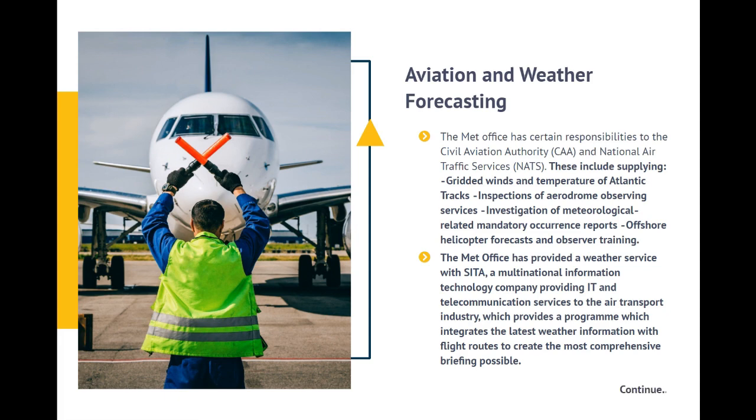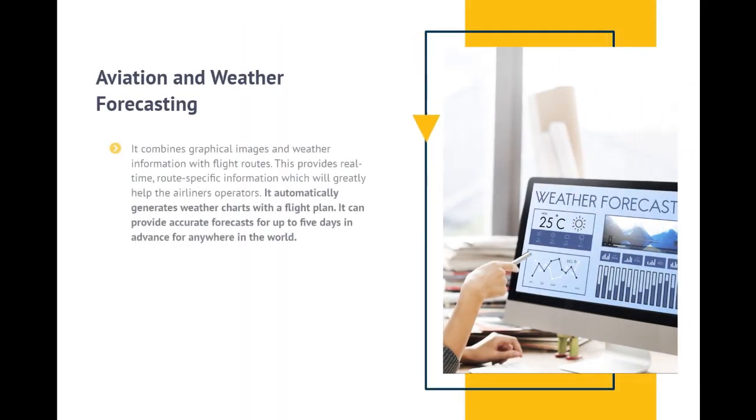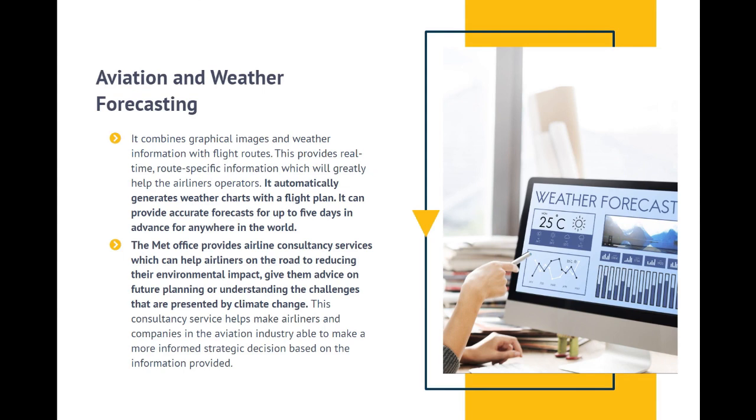The Met Office has provided a weather service with SITA, a multinational information technology company providing IT and telecommunication services to the air transport industry, which provides a program which integrates the latest weather information with flight routes to create the most comprehensive briefing possible. It combines graphical images and weather information with flight routes. This provides real-time, route-specific information which will greatly help the airliner's operators. It automatically generates weather charts with a flight plan. It can provide accurate forecasts for up to 5 days in advance for anywhere in the world.